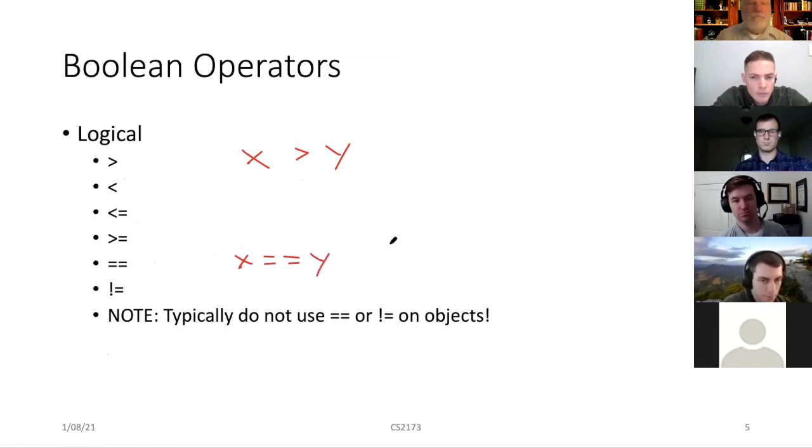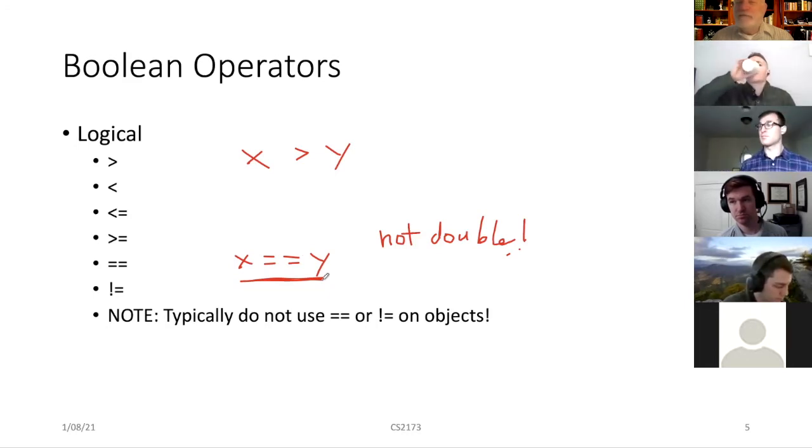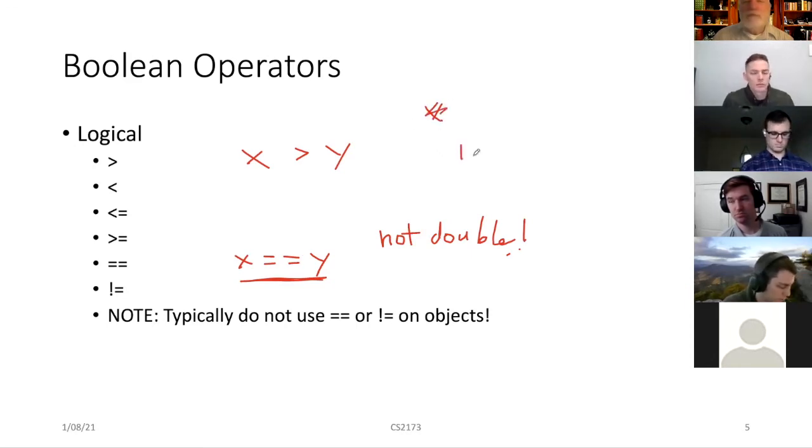However, you should not use this for doubles. In other words, you should never try to express equality for 2 double values. Do you know why? What is a double? A double is a floating point. So a number like this is going to be a double.